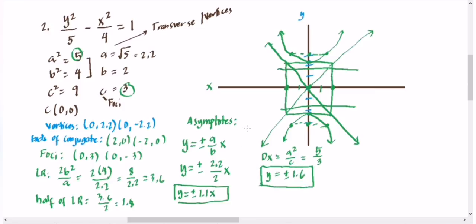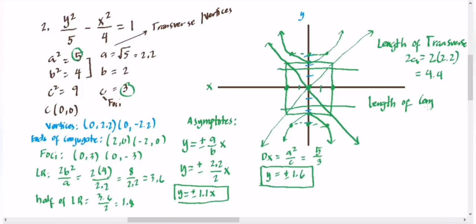Then, finally, let's find out now the length of transverse. Okay, that is 2a or 2 times yung a natin ay 2.2. That is equal to 4.4. Okay, length of conjugate din kailangan kunin. Conjugate axis. So that is 2b. So 2 times yung b natin 2, that is equal to 4.